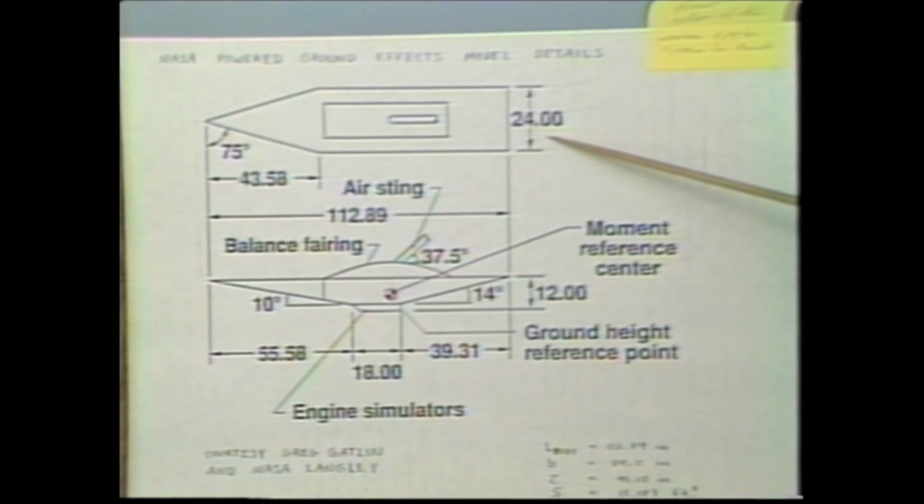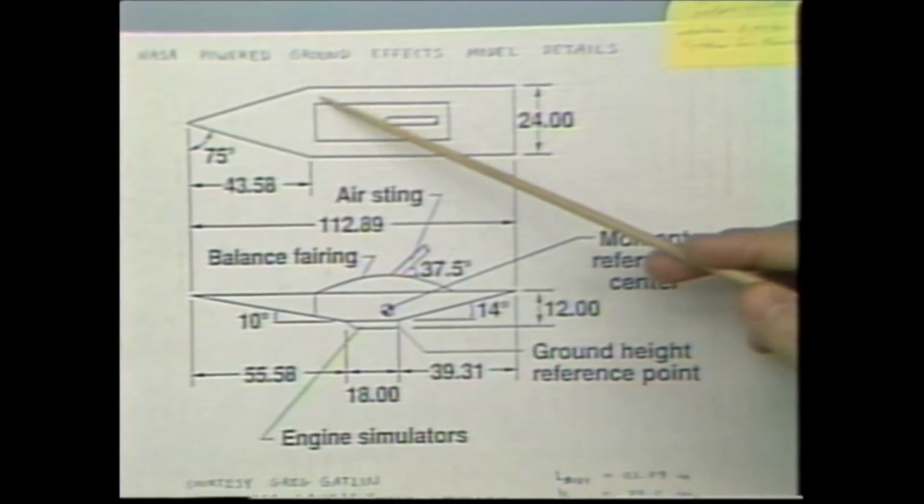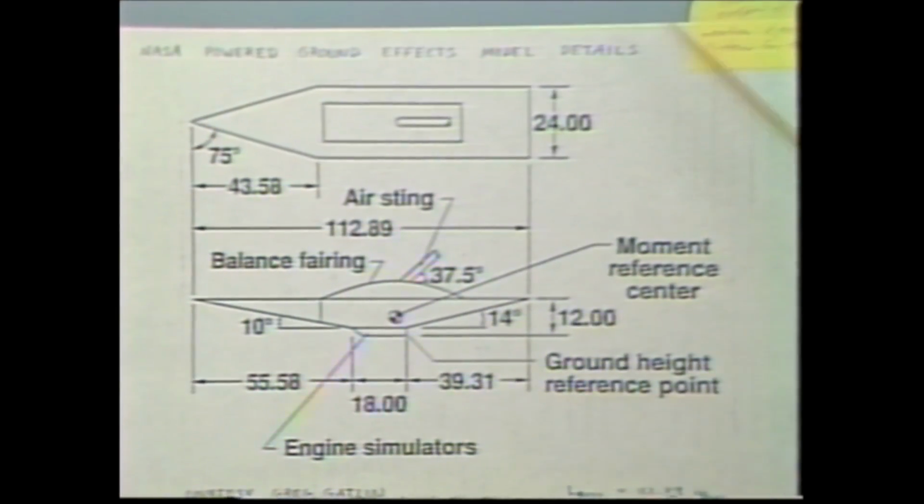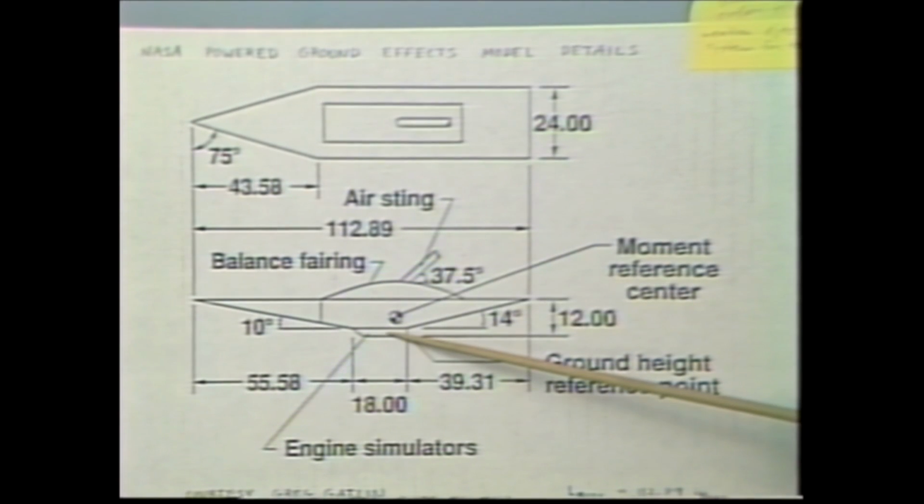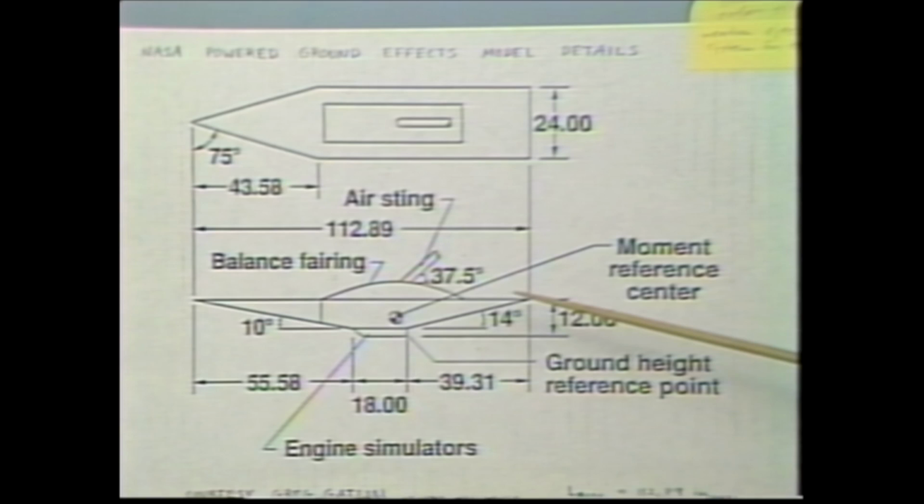The model that they tested looks like this, a very simple shape with a pointed planform nose there. It does have a propulsion package on it. For this model, the propulsion was provided by little ejectors inside that duct there that just basically entrain flow through the flow path. This data is courtesy of NASA Langley and Greg Gatlin at NASA Langley.